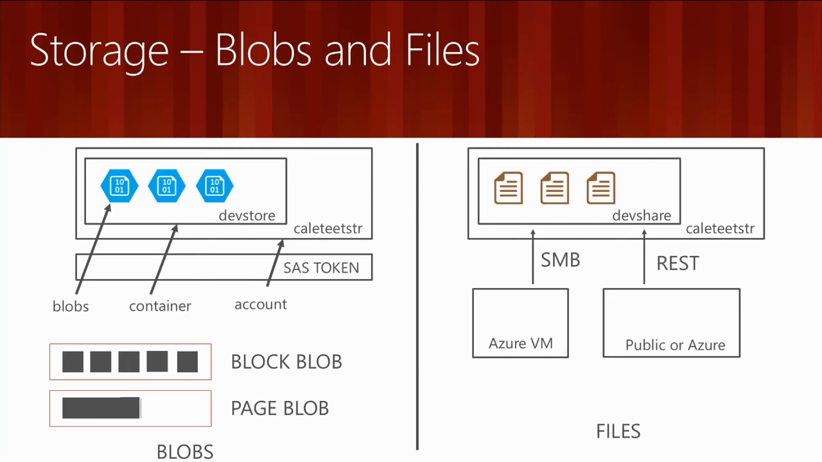Key thing to remember is they can be accessed two ways, these files. They can be accessed through SMB, like I've been talking about, but they can also be accessed through the REST interface. And that's how you can get access to these things through the public internet. So the SMB share is not shared on the internet. The REST share can be.